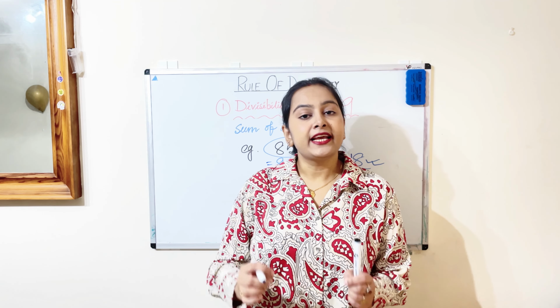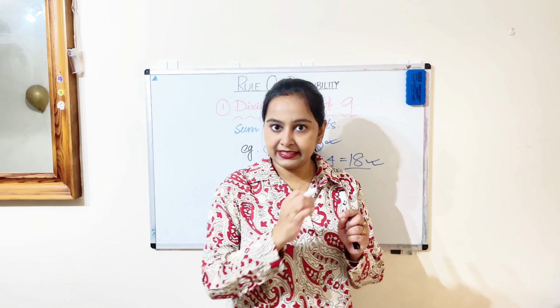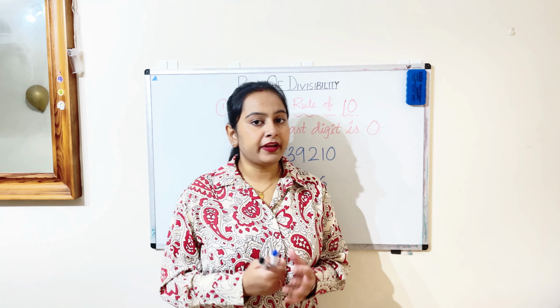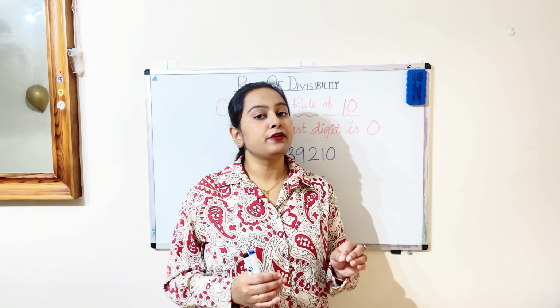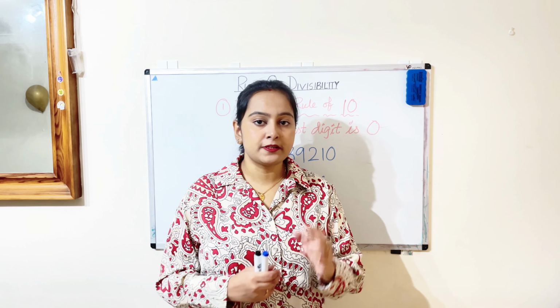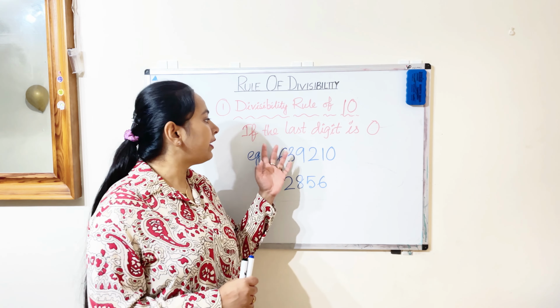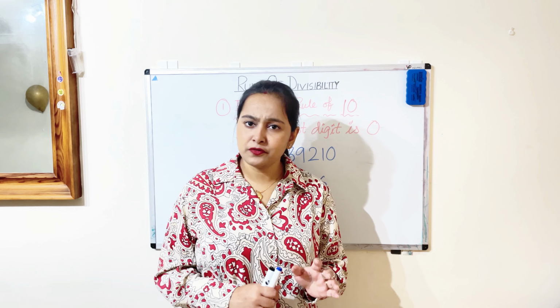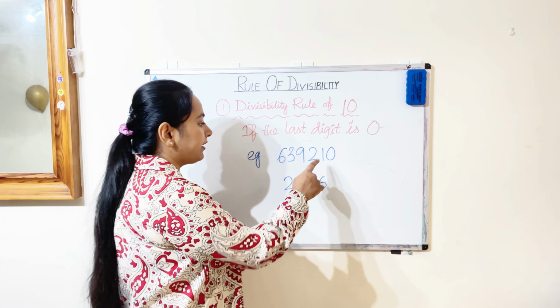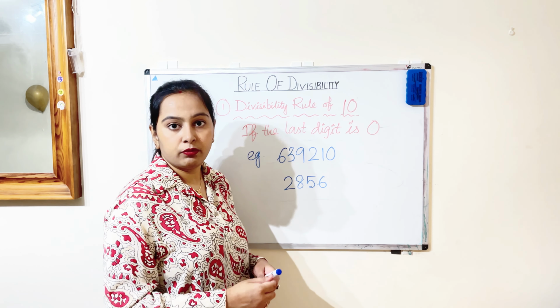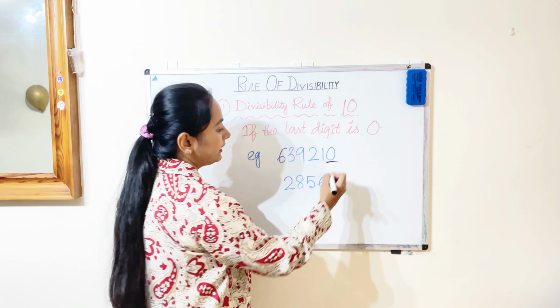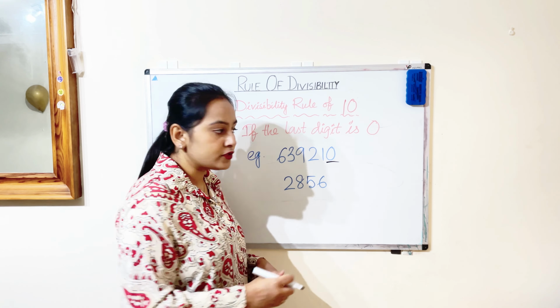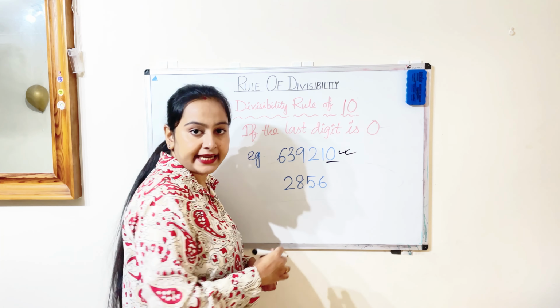Now move on to the next one, that is the rule of 10. So students, the rule of 10 is very easy. We just need to focus on the unit place or ones place digit. If the ones place digit is 0, then that number is divisible by 10. Suppose I have taken one example, 639210. We have to focus on the last digit, which is 0. So that number is divisible by 10, right?